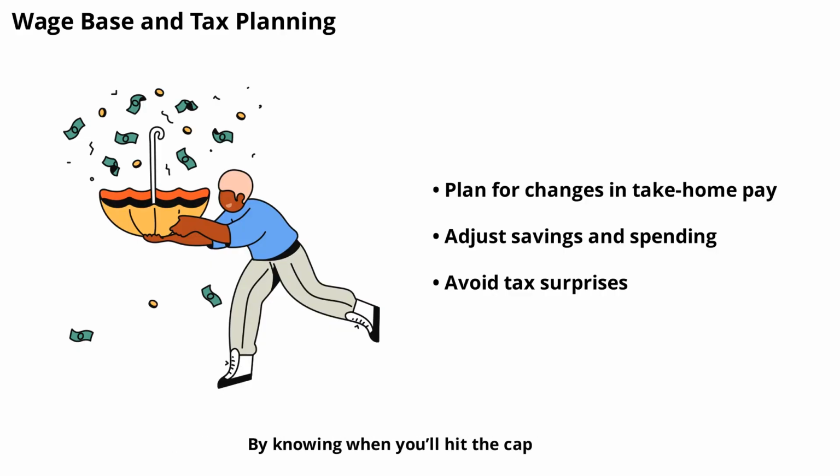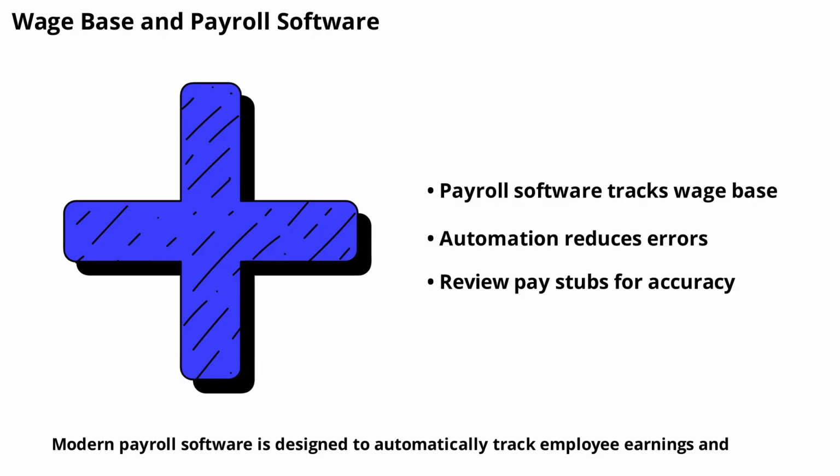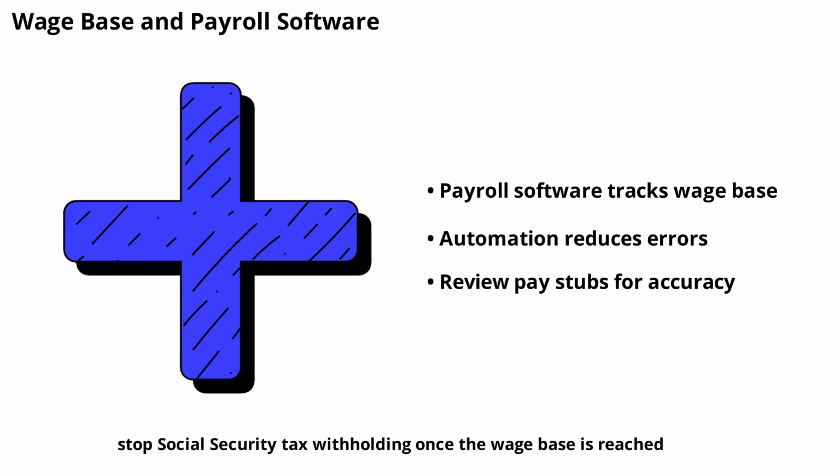By knowing when you'll hit the cap, you can anticipate changes in your take-home pay and adjust your savings or spending accordingly. This knowledge also helps you avoid surprises at tax time and make the most of your income throughout the year. Modern payroll software is designed to automatically track employee earnings and stop Social Security tax withholding once the wage base is reached. This automation reduces errors and ensures compliance with tax laws.